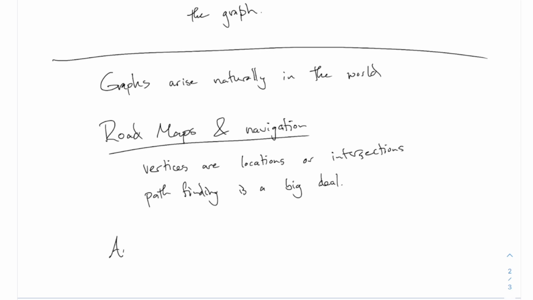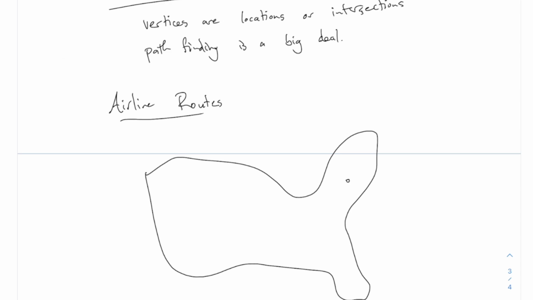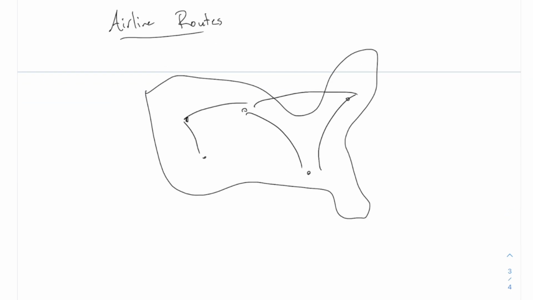How about another one? How about airline routes? This is very similar. You've probably seen maps of airline routes. They look something like this: here's a map of the United States, and you've got all the different cities, and they have these lines between them. What's interesting about these routes is that the plane doesn't literally follow that line. The line is just representative of the fact that there is a plane that goes from this city to that city. So this is an example where the graph is somewhat abstracted from the real world.